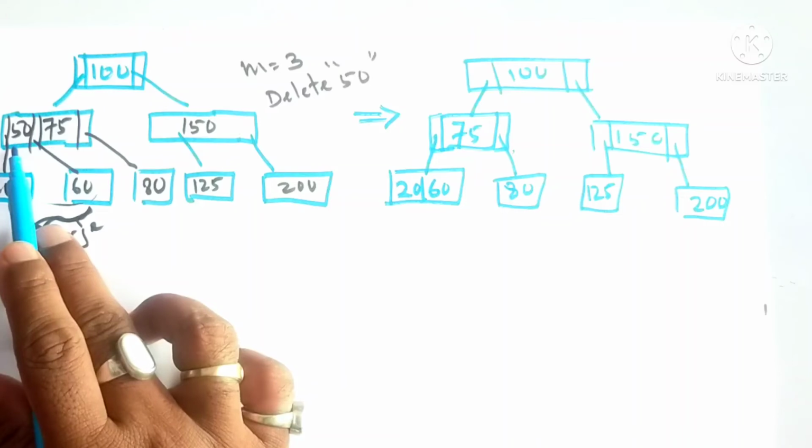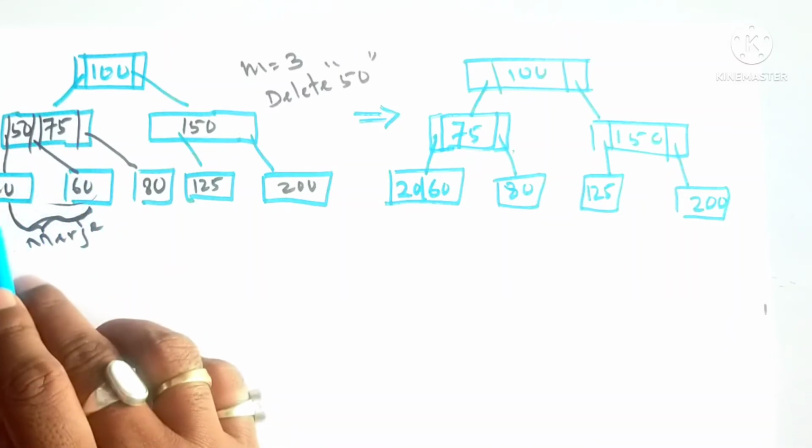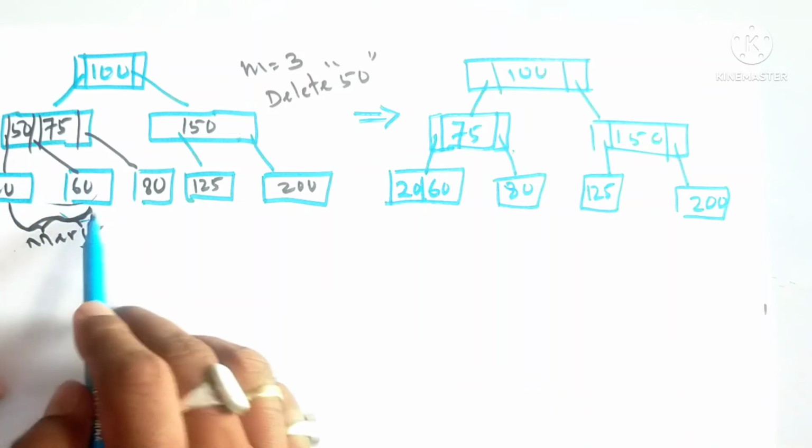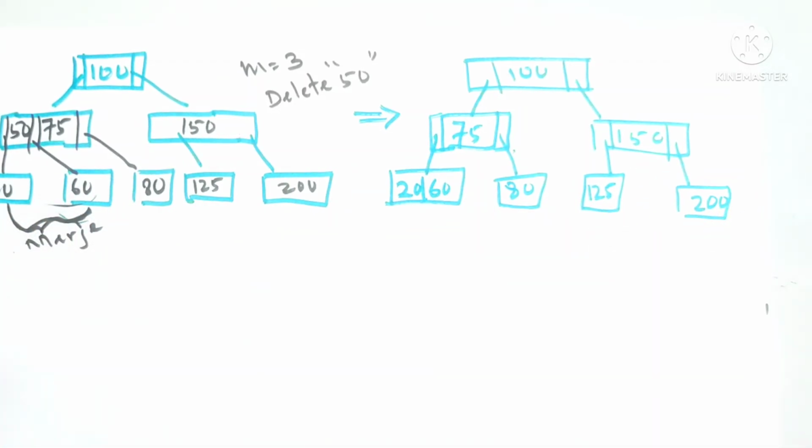So how do you delete it? Here the borrow facility is not available from the left and right child, so I need to merge them. So if you are going to delete from the internal node and such a situation arises, then we'll go for the merging of the left and the right child.